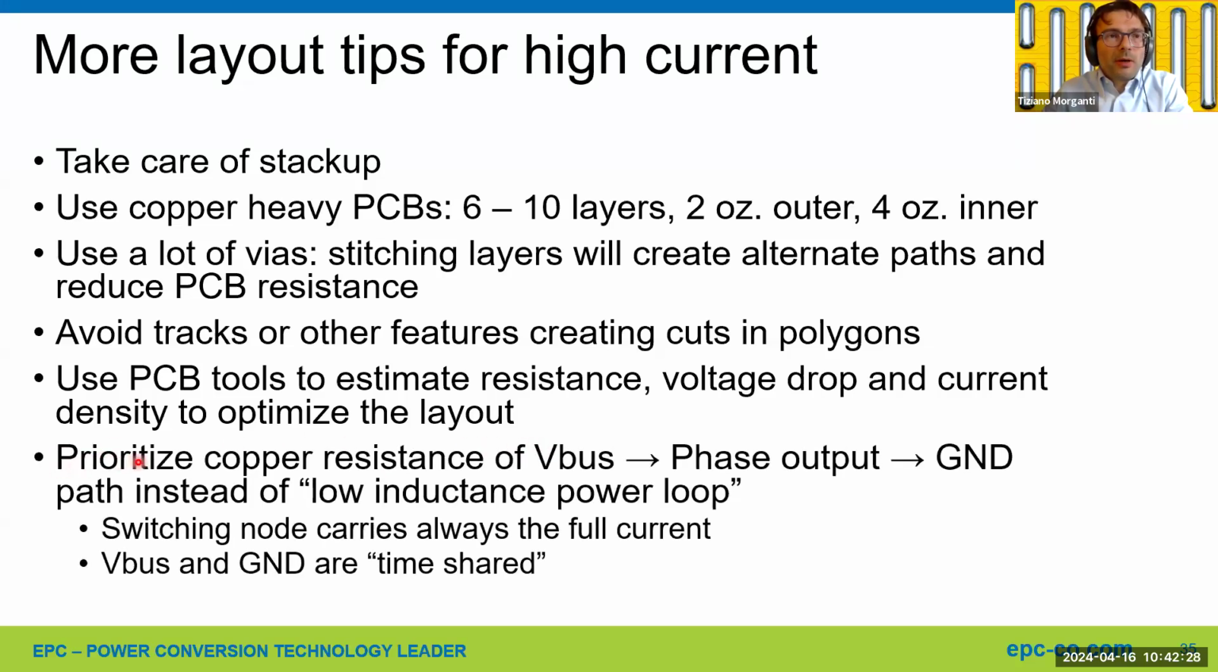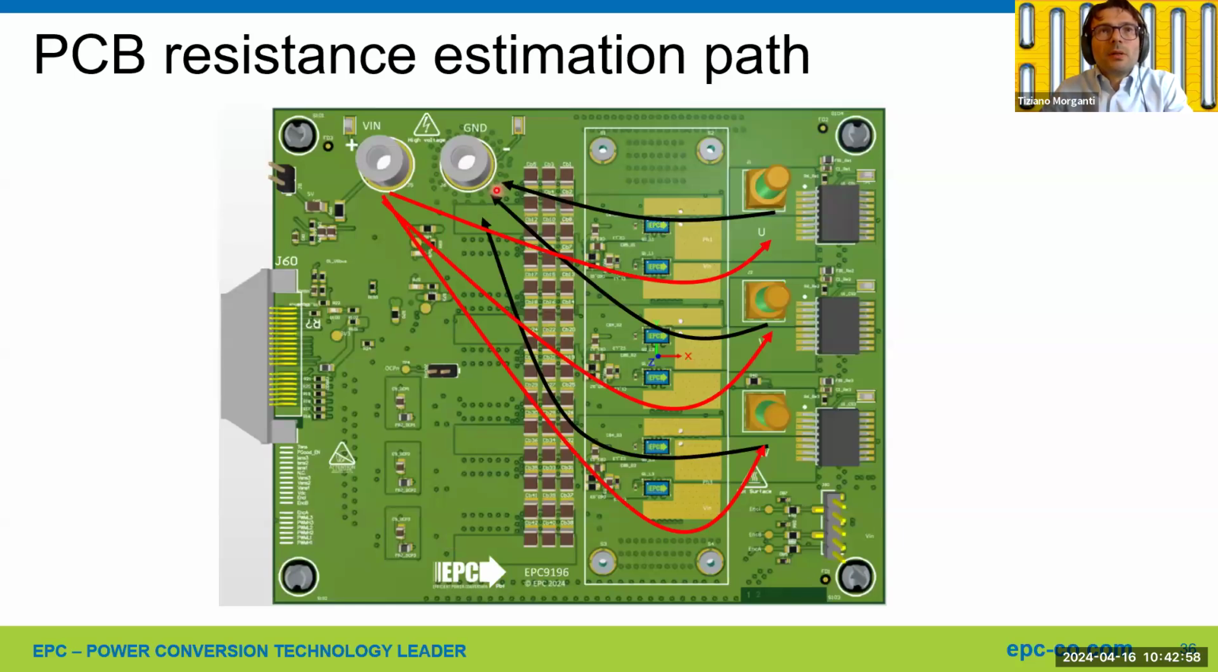Also, priority is the resistance of the path between the VBus, phase output, and ground. And this has higher priority than the low inductance power loop return. To be noted that the switching node is carrying the full current of the phase of the motor, while VBus and ground are carrying the same current, but half of the time. So those are the paths that need to be optimized. So from input bus to output phase, and from output phase to ground.